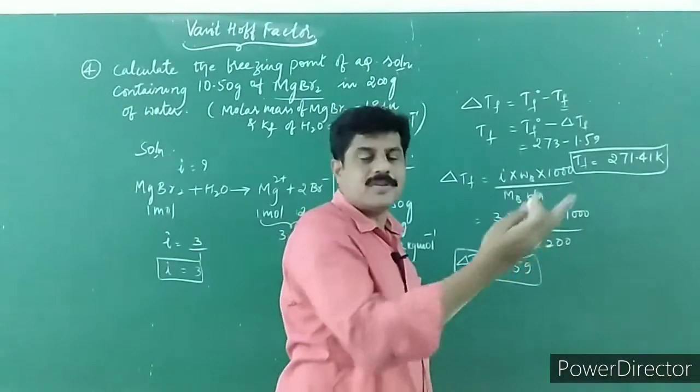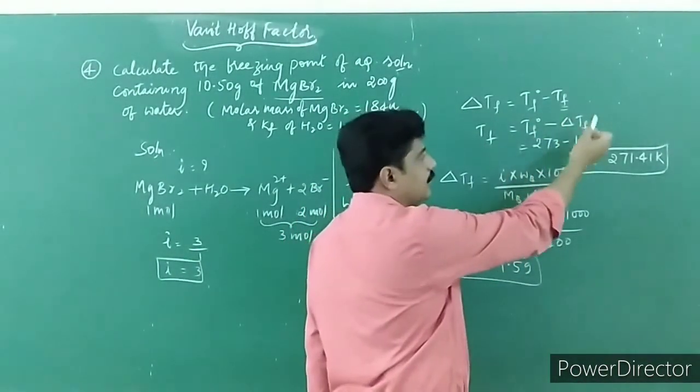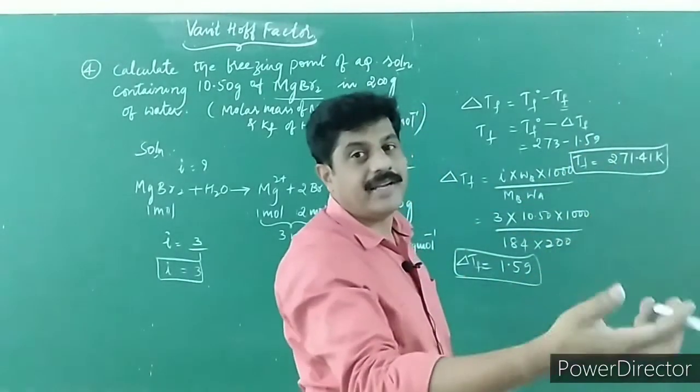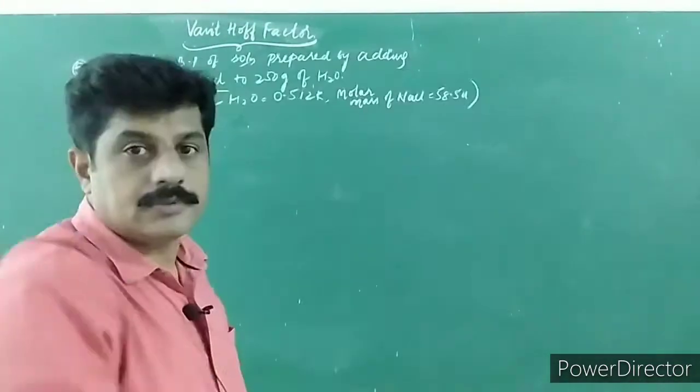You can calculate in terms of degree Celsius also. If that is the case, I'll take here 0 minus 1.59, and then what are you going to get? Minus 1.59 degrees Celsius. Hope you're getting that, right?